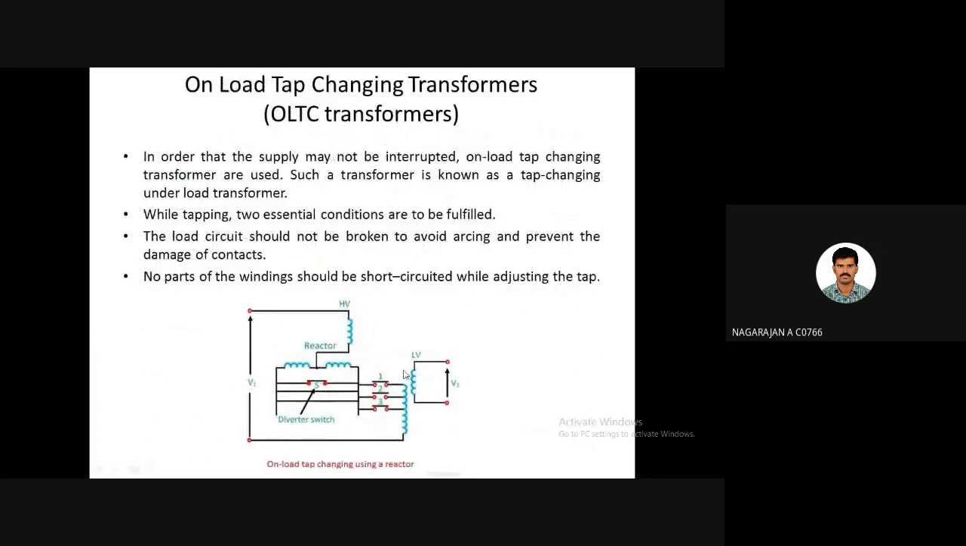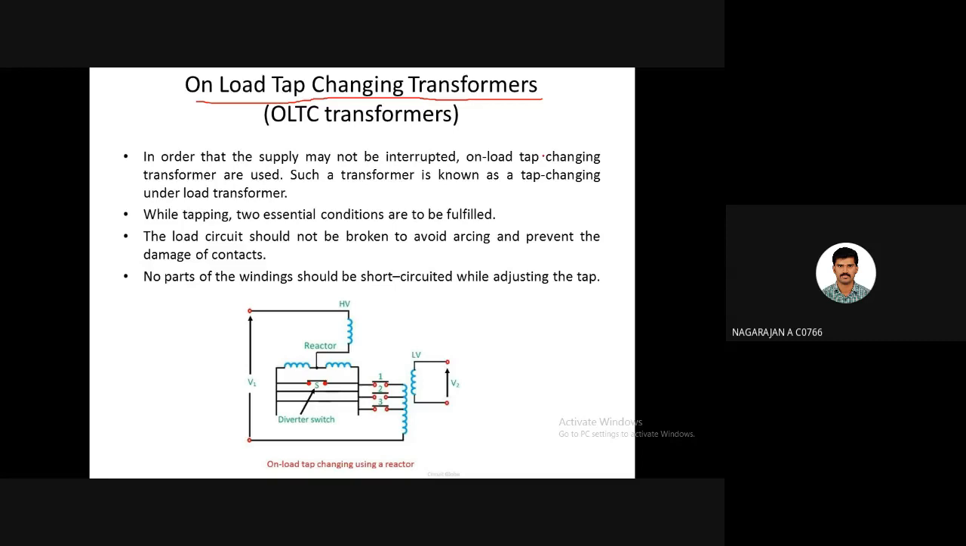Look at this diagram. This is an example for on-load tap changing transformer. The name is given because the tap changing process can be done when the transformer is connected with the load. That means you don't need to close the circuit and change the tappings, and then do the procedure and then turn on. It is not necessary here. You can change the tapping provided manually when the load is connected. You don't need to close the switch or open the switch, or close the circuit.